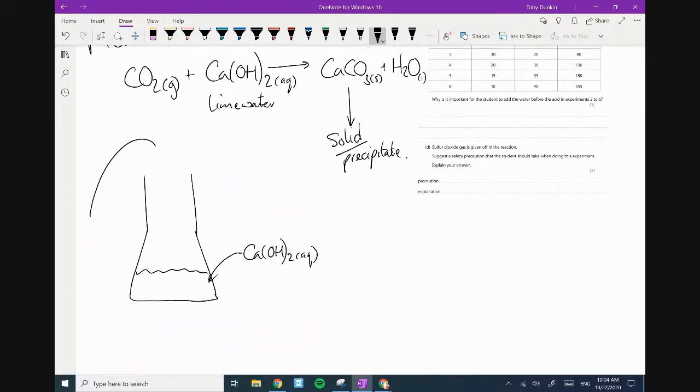And by the way, key thing: bubble through lime water. That's actually really important. The test for carbon dioxide is to bubble through lime water. CO2 going in. Right, what we're going to do is measure this rate.